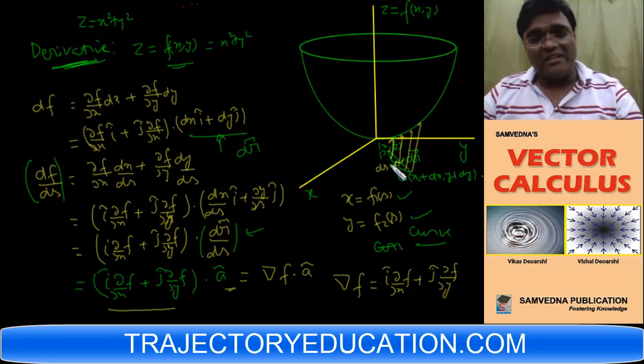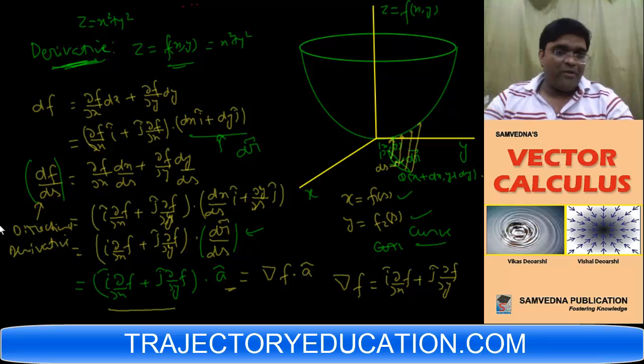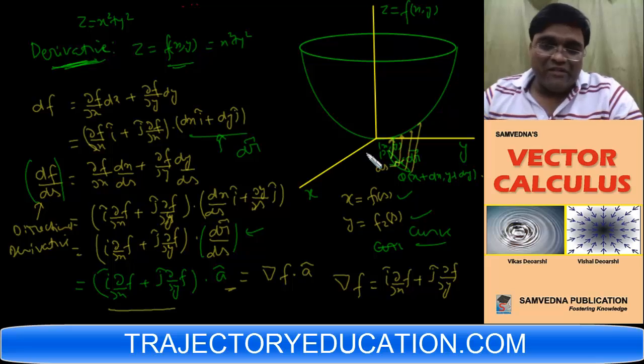So if you want to find how the function changes with the increase in x and y, ds just determines the curve, the way x and y are changing. When I am moving along any curve, how f is changing is given by the gradient of f dot the unit tangent vector in the direction in which you are moving. This is called the directional derivative. Getting your point?